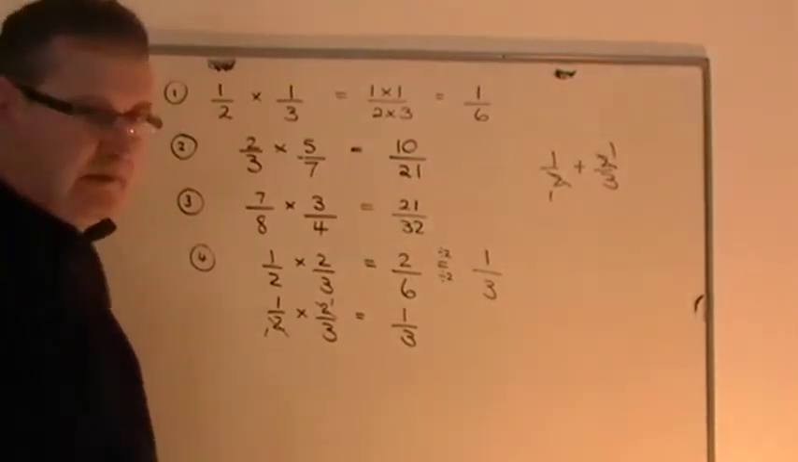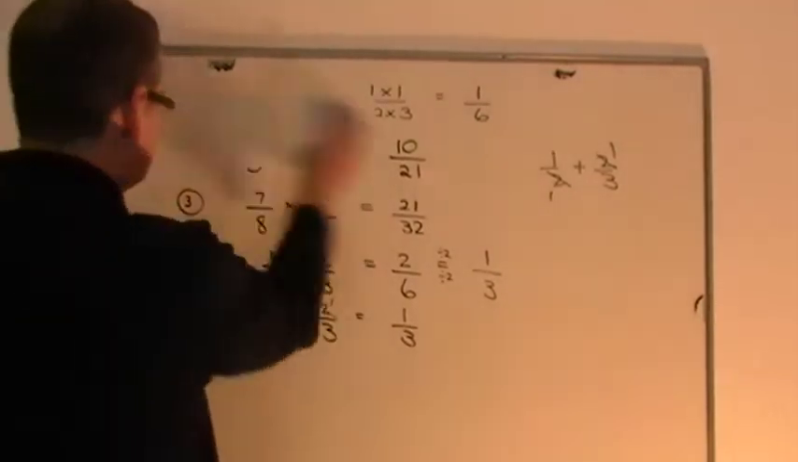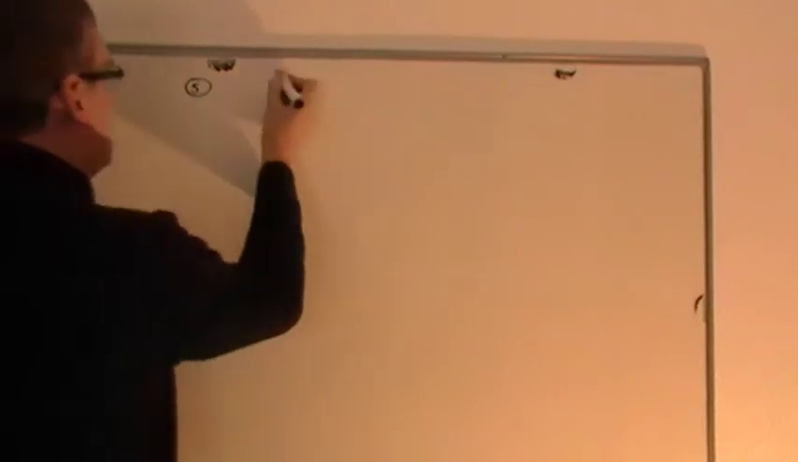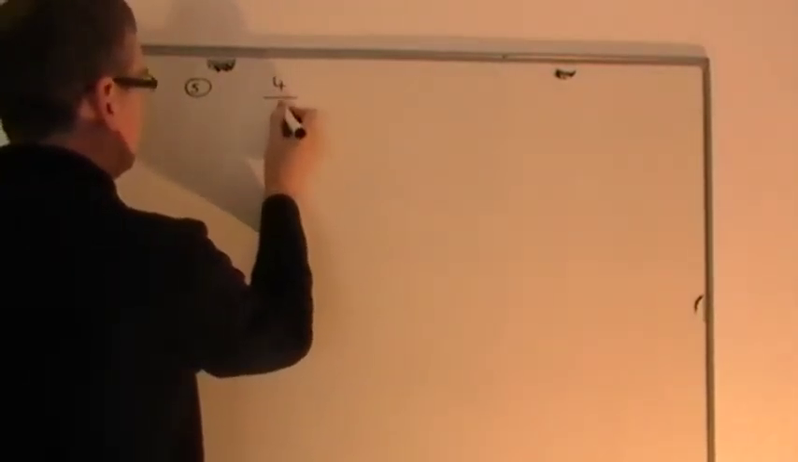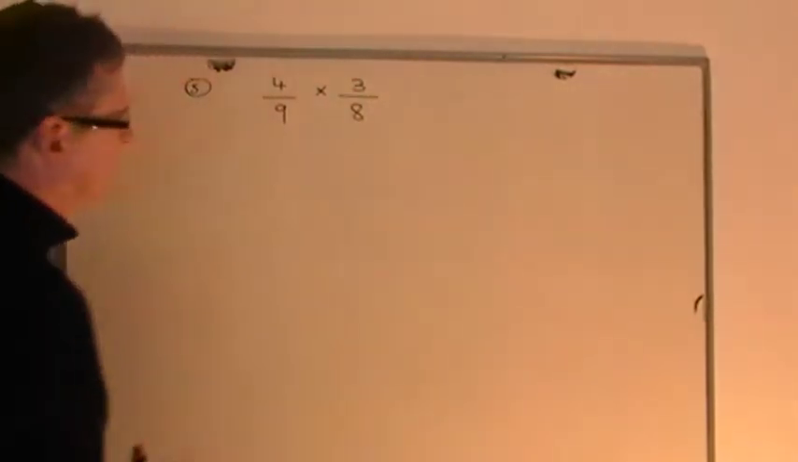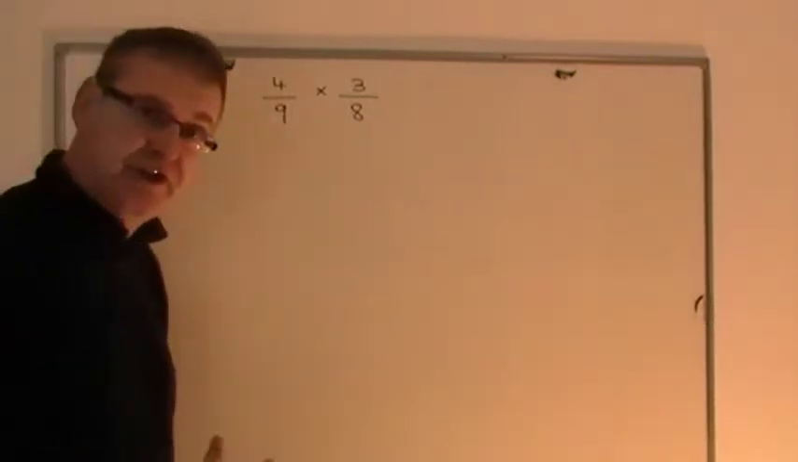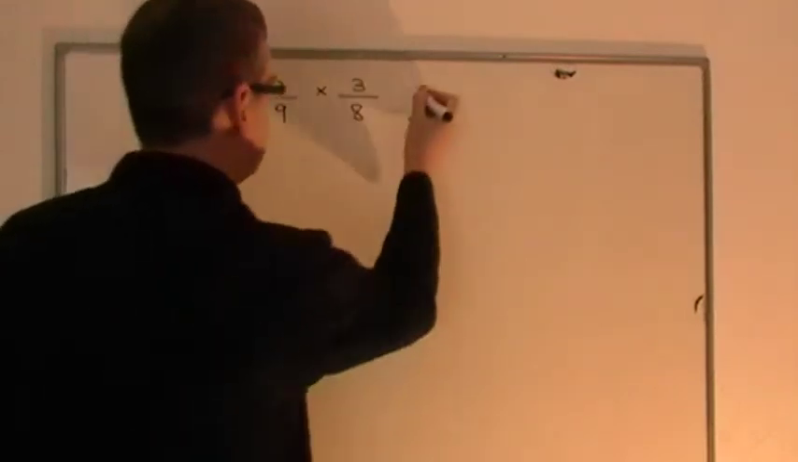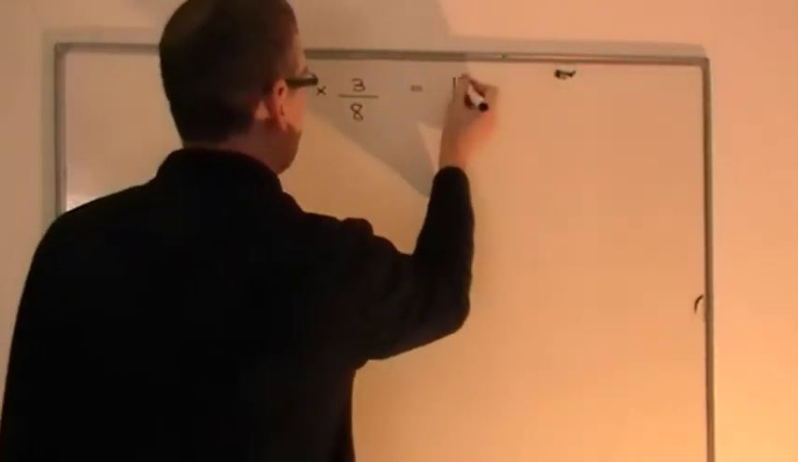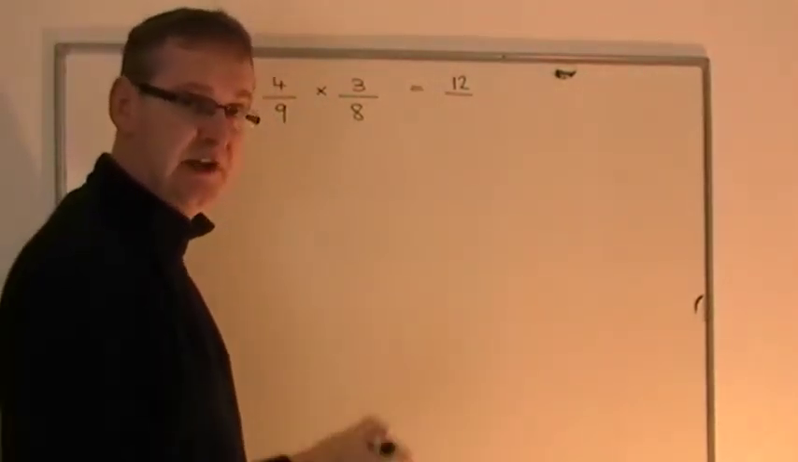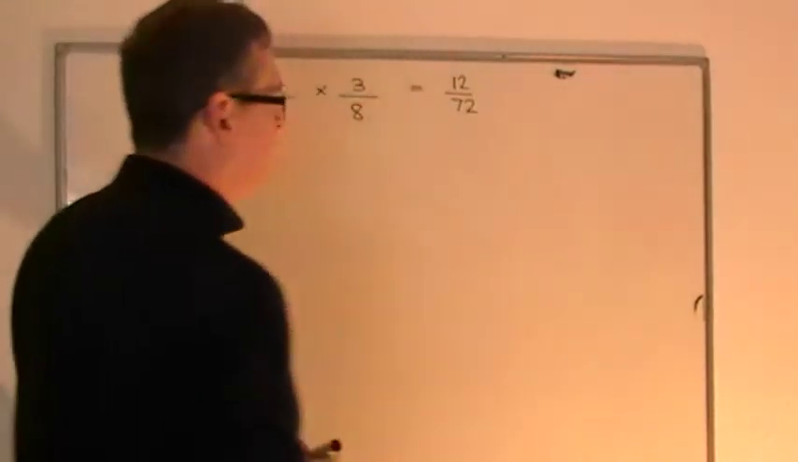Okay? So let's have a look at number 5 and I'll show you a way of doing number 5. And we're going to do it by both ways again. Let's say I had 4 over 9 multiplied by 3 over 8, like so. If I was going to do it the way that most people first start learning how to do multiplication of fractions, this is what you'd do. You'd say 4 times 3 is 12, and then you've got to do 9 eighths. Well, hopefully you do know your 9 times or your 8 times table. 9 eighths is 72. You get to there.